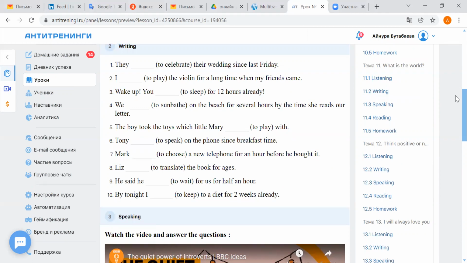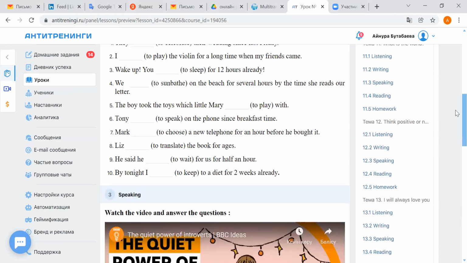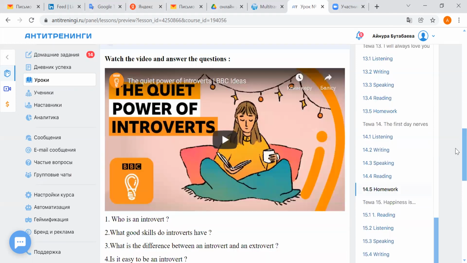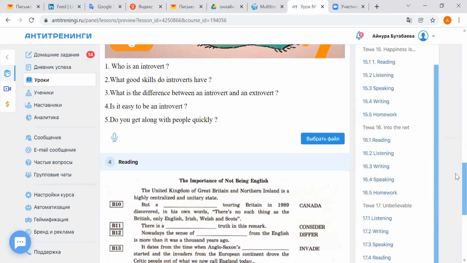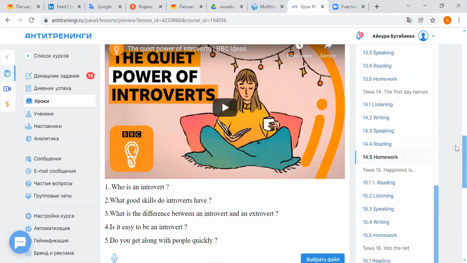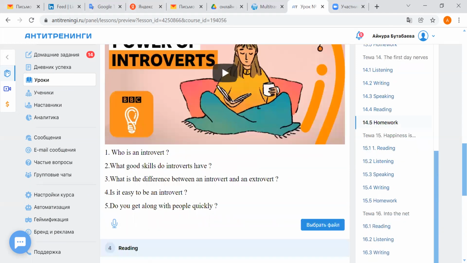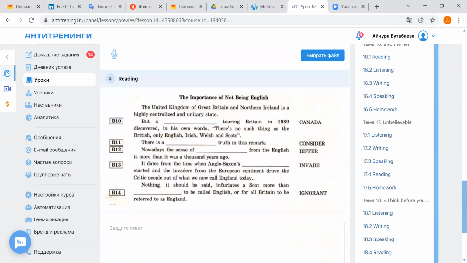Okay, some of these verbs, some of the sentences can be in present perfect. Some of them can be for past simple. And then we have this video. After the video, there are 5 questions. Okay, the quiet power of introverts. It's the video from the BBC. Please answer these questions by sending a file.